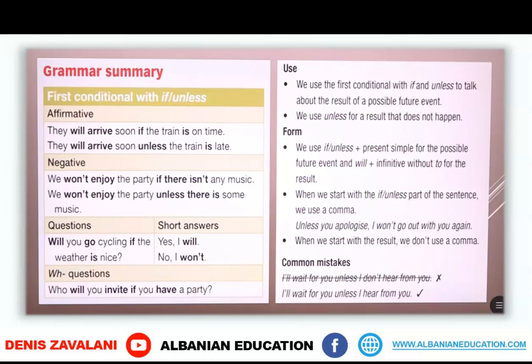We use the first conditional with if and unless to talk about the result of a possible future event. We use unless for a result that does not happen. The form: we use if and unless plus the present simple for the possible future event and will plus infinitive without to for the result. When we start with the if or unless part of the sentence, we use a comma. For example, unless you apologize, I won't go out with you again. And when we start with the result, we don't use a comma. Comma mistakes, for example: I'll wait for you unless I don't hear from you. The correct form should be: I'll wait for you unless I hear from you.